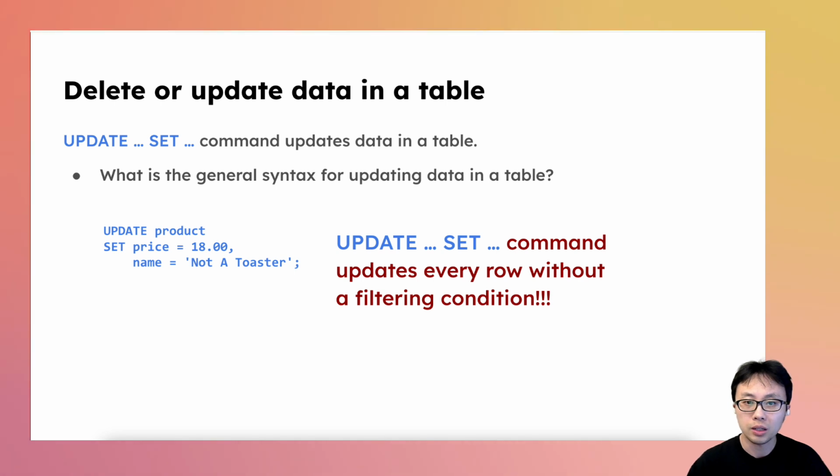Without a filtering condition, an update command will update the specified column in every row. For example, the command that you see here on the screen will update the price to 18 and the name to not a toaster in every row in the product table. That's highly unlikely to be a case that you want. So the filtering condition is critical when it comes to deleting or updating data in a table.